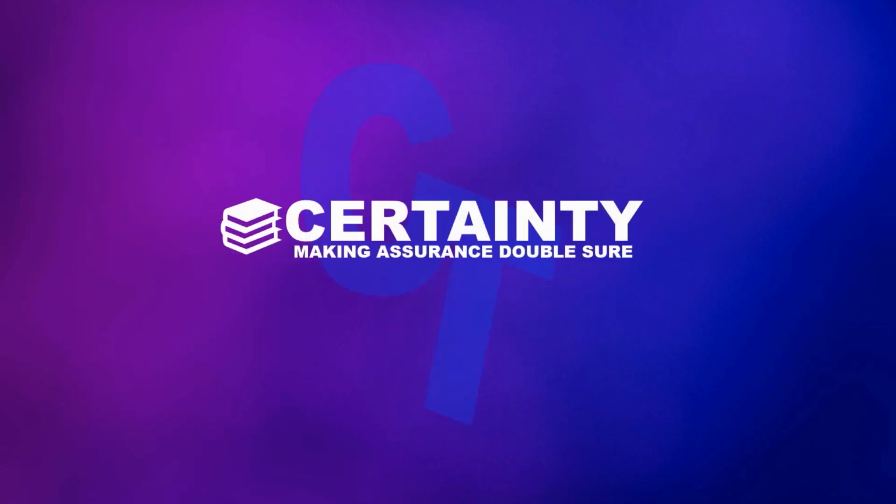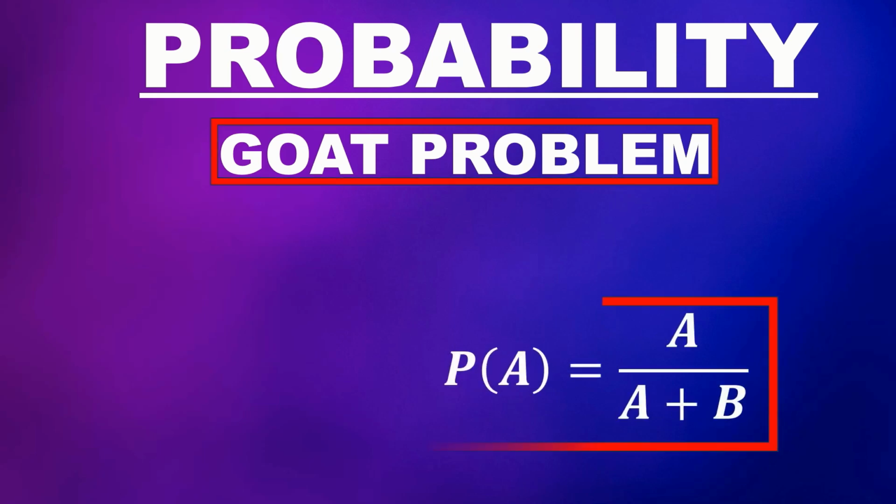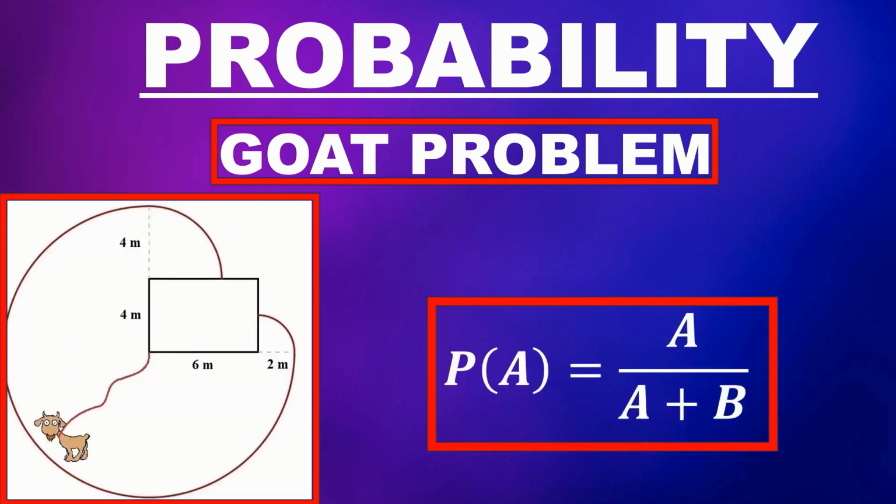In this video, we're going to look at probability. What we have today is a goat problem. So we have a goat tied to a pole, and the length of the rope is 1 meter.